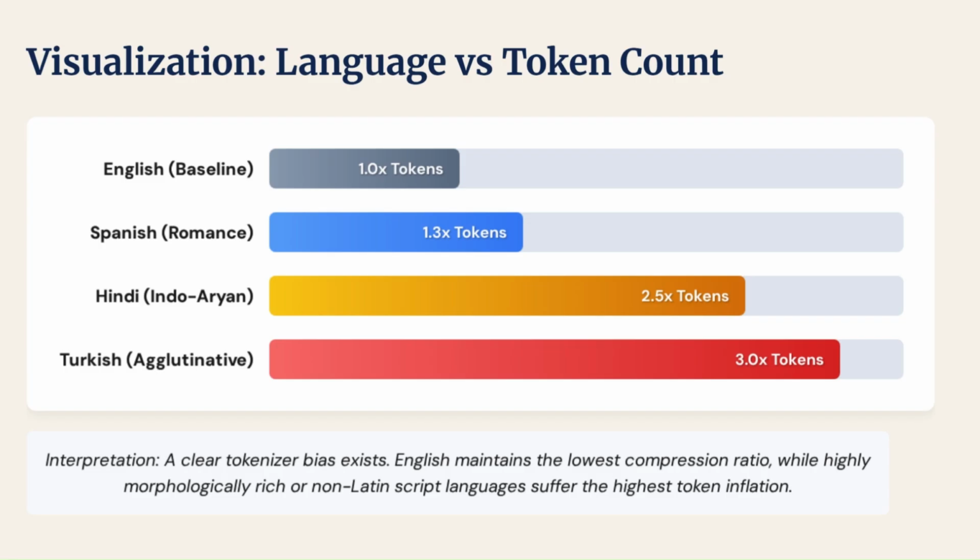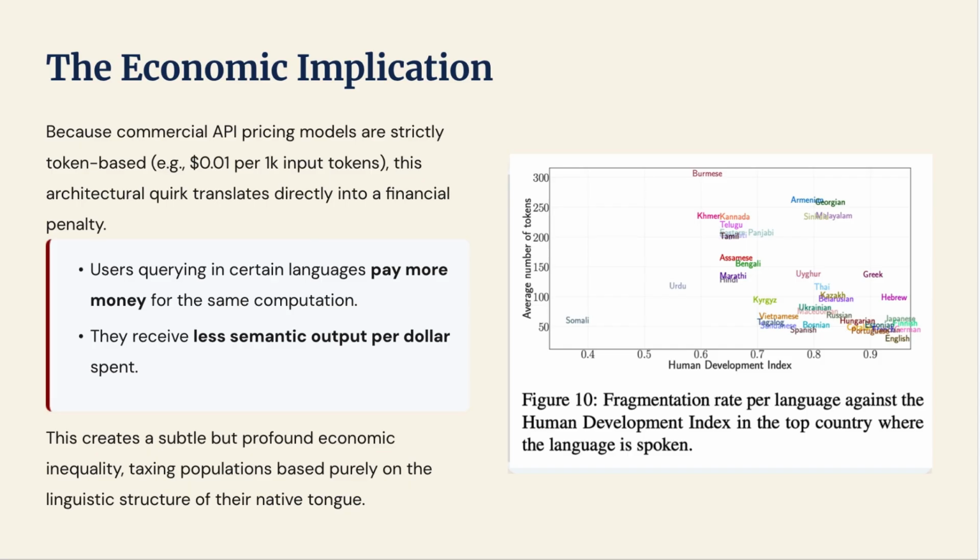The interpretation is pretty clear, a consistent tokenizer bias. English maintains the lowest compression ratio, while non Latin scripts or morphologically rich languages suffer from highest token inflations. This isn't some random variation, it is a predictable consequence of how and what the tokenizer was trained on. The commercial API pricing is strictly token based, for example, around 1 cent per thousand tokens. This design choice directly translates into a financial consequence.